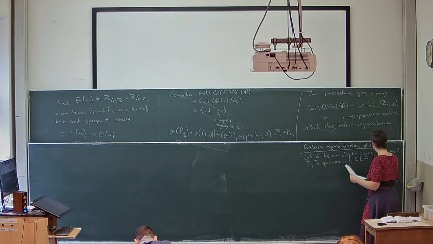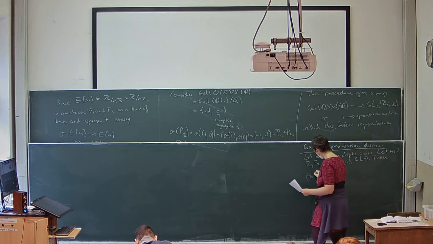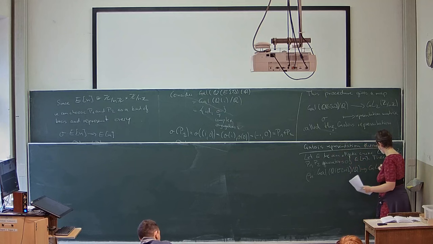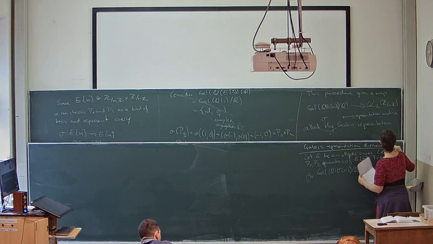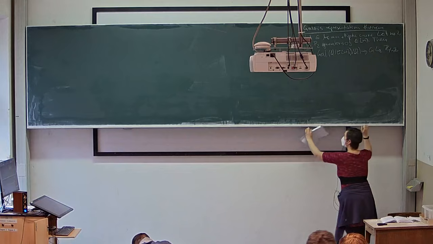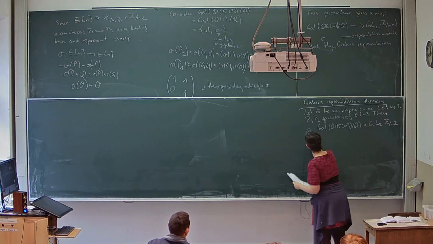Then rho n, which goes from the Galois group of E[n] over Q to GL2(Z/nZ), is a one-to-one homomorphism of groups.